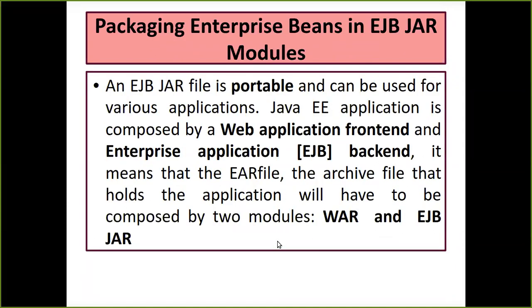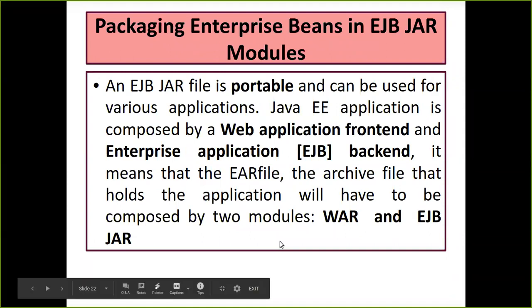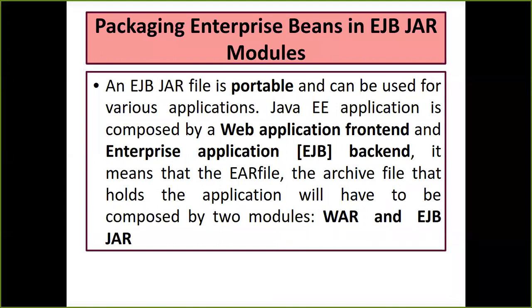Now, the last thing we are remaining with is the packaging of the enterprise bean. You need JAR modules. What do we mean by JAR files? EJB JAR files are portable. They can be used in various applications. They are files, or you can say libraries, or you can also call them an API, which is there in the development kit for the enterprise Java bean to work well with platforms like NetBeans or other platforms like Eclipse.